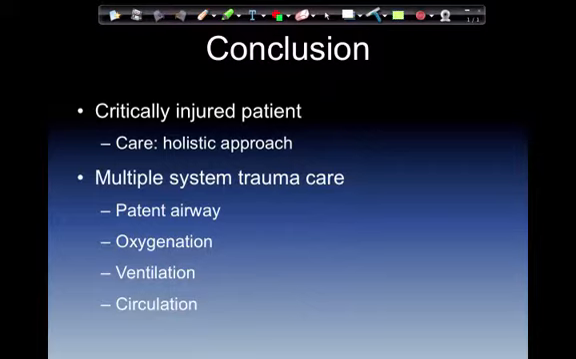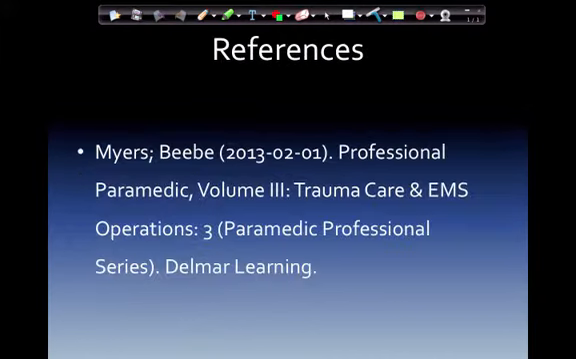In conclusion, critically ill patients should be holistically cared for, an overall approach, clinical indication found, field impression, get ahead of it, aggressively treat the ABCs. Multi-system trauma care, patent airway, oxygenation, ventilation, and circulation are primary.